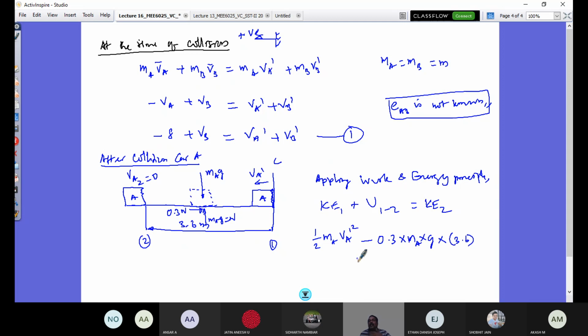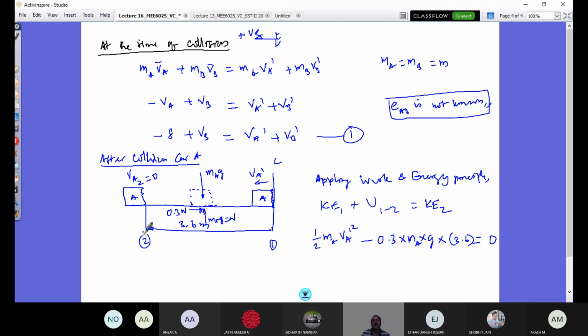3, 4 days. So work done is what? Force into displacement is work done. And weight is at 90 degrees to the motion, so it will not participate in this reaction, it will never be there in your work equation. So the only work done during this motion is due to friction, and this is minus energy, the dissipated energy.